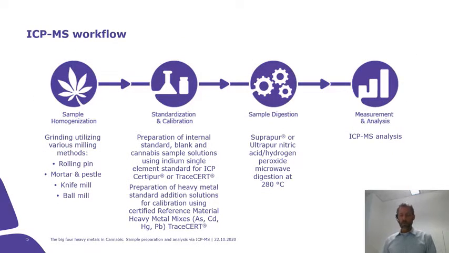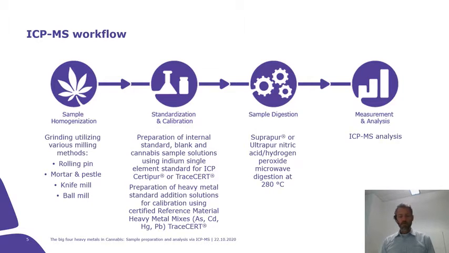This is the ICP-MS workflow that we applied for the analysis of cannabis. It's a four-step process, starting with the sample homogenization. Normally that's a grinding process, manual or using a machine. Second step is the standardization and calibration. In that process, different chemicals come into play. For example, indium that we use as an internal standard.